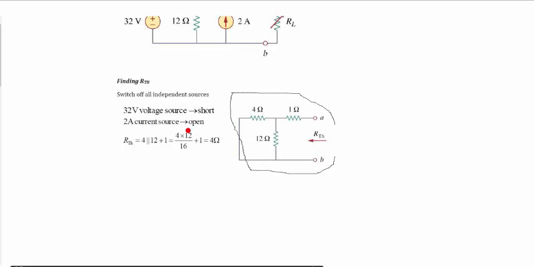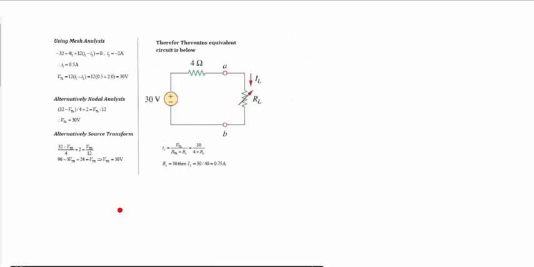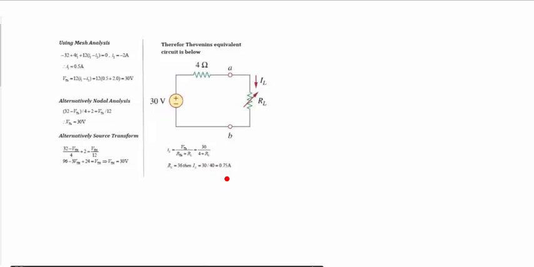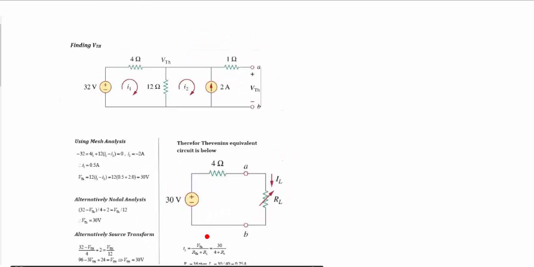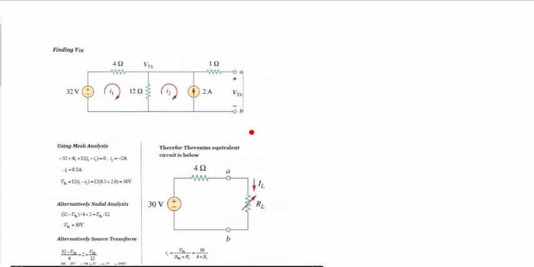So this is still not done. Once you find your RTH, you now have to find your VTH. How will we find our VTH? You can use mesh analysis just to find VTH. Note that your VTH is usually wherever there is a point AB in the circuit. That will hint that that is where you have to find your Thevenin's voltage.